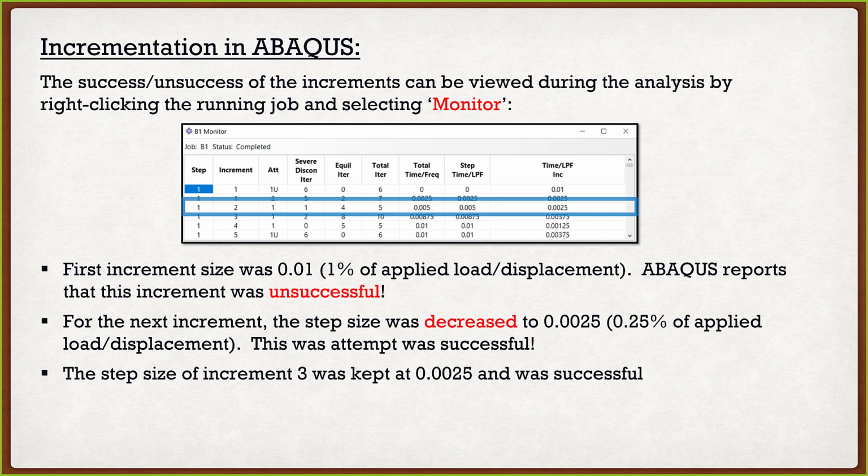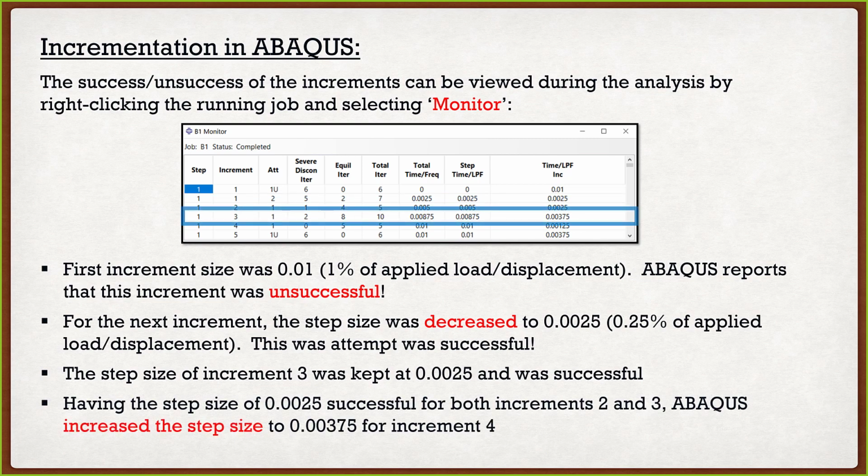Then ABAQUS said, you know what? It was successful twice in a row. Let's try and increase it. So ABAQUS increased it to 0.00375. It was also good to go. That's kind of what happens with ABAQUS. So hopefully the process makes sense to you guys.